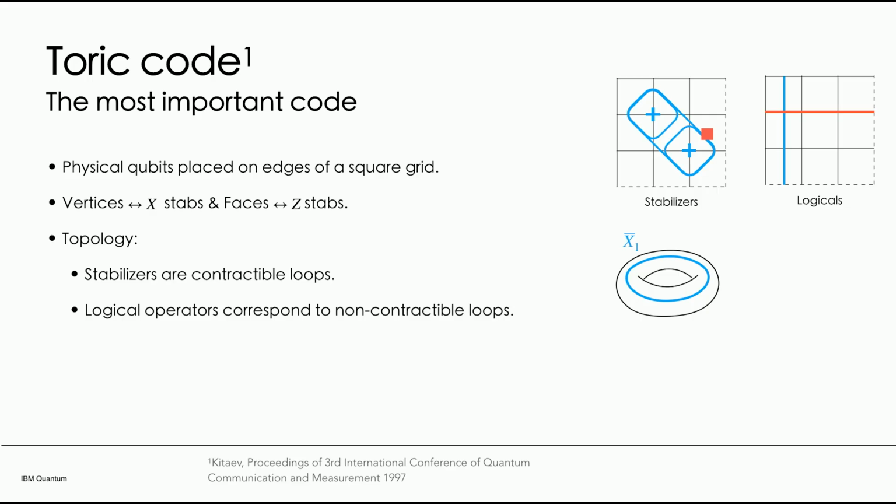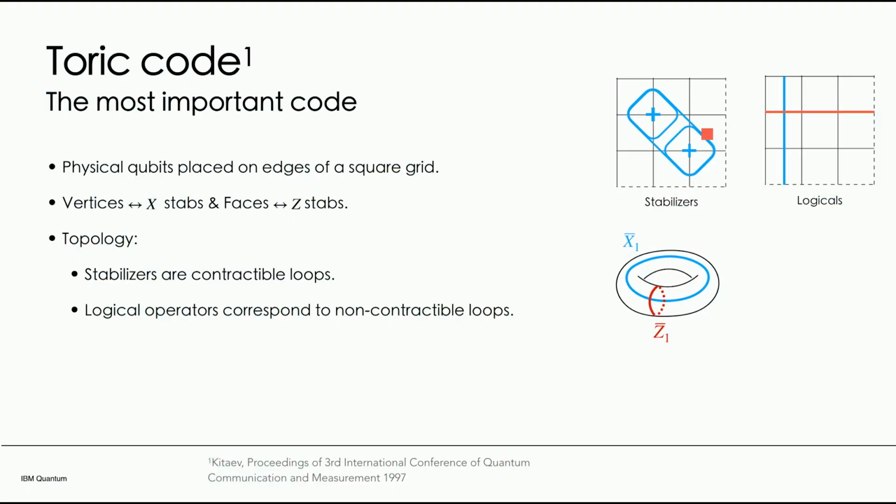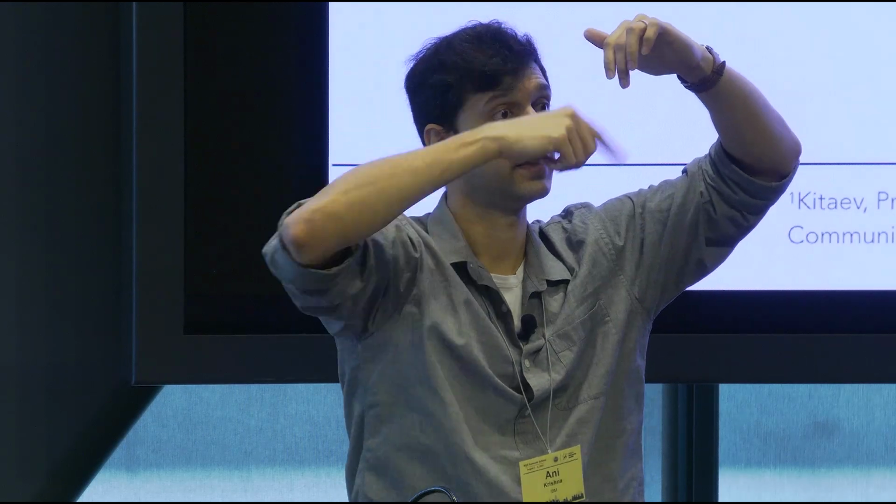And the logical operators now have a very special form. These are the non-contractible loops in your torus, meaning you can't shrink them and make them vanish because there's the hole of the donut sitting in between. Okay? And the X and Z type logical operator that I've just indicated both correspond to non-contractible loops. This code has 2 logical qubits, one X going this way, one X going around that hole. And similarly, 2 Z-type operators, one going this way, one going that way. I've only indicated one of them here for simplicity.